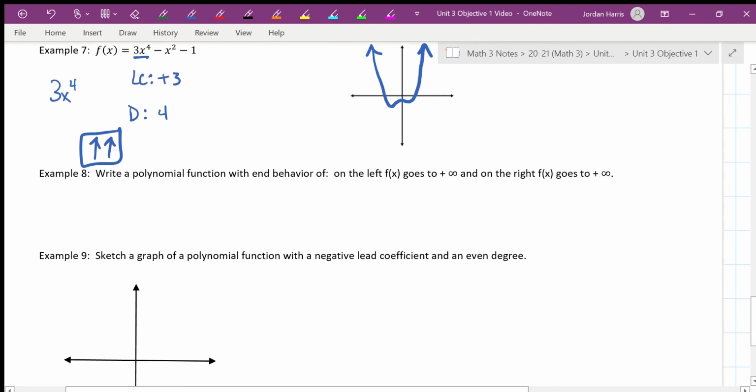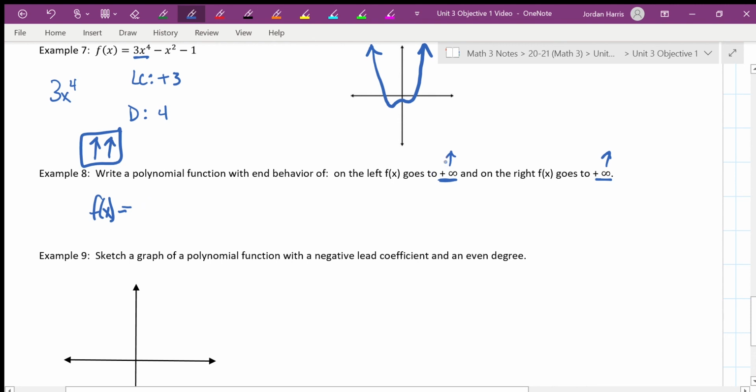Example 8, write a polynomial function with end behavior of, on the left, f of x goes to positive infinity. On the right, f of x goes to positive infinity. So positive infinity, we're talking about y values, right? F of x represents y values, so that is up, up. Okay, so I can write any equation as long as it's up, up. So y equals, or I guess we should name it the same, f of x, that's the name they gave us, equals.